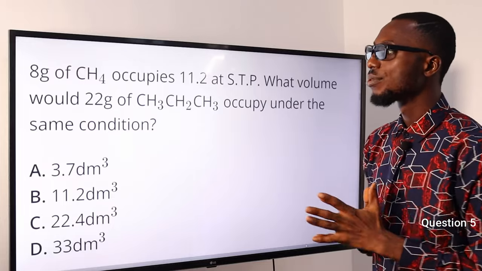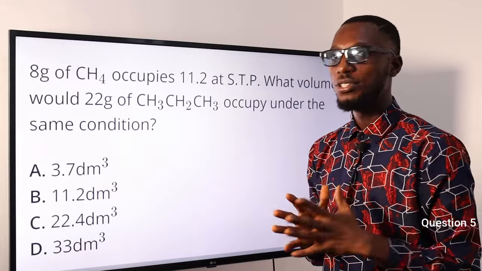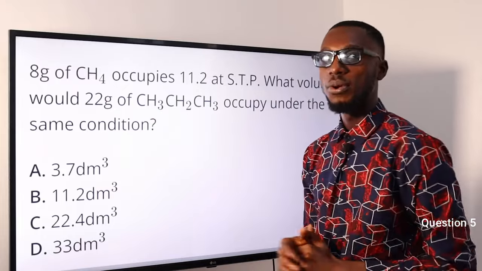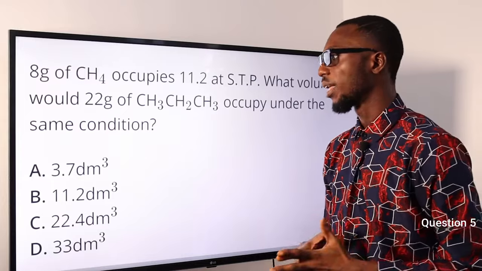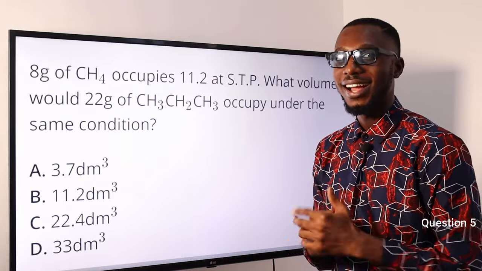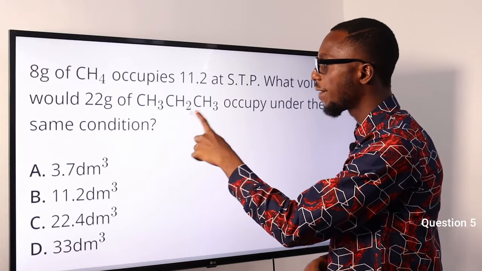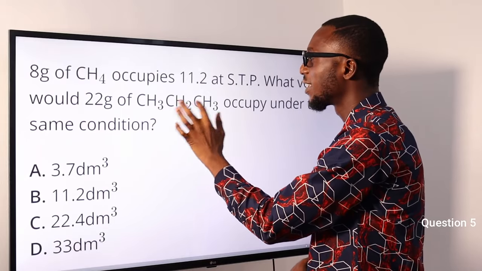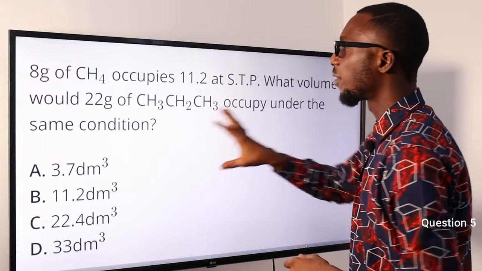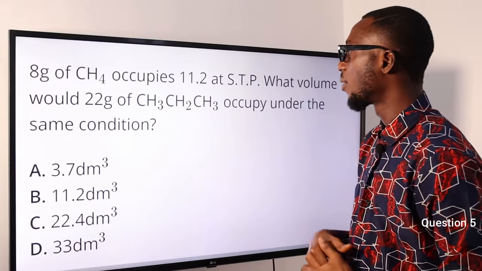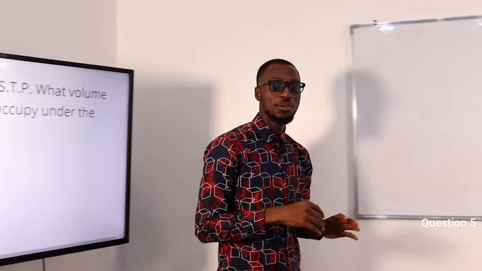So what volume would 22 gram of this occupy under the same condition? We have to identify what homologous series this belongs to. So we have C3, so that is prop. Is it alkane? Is it alkene? Is it alkyne? We have to find that. We have H8: 3 plus 2 is 5, plus 3 is 8. So C3H8, that gives you propane. So we are now asked what volume would 22 gram of propane occupy under the same condition. Let's go to the whiteboard and bring out the solution to this question.